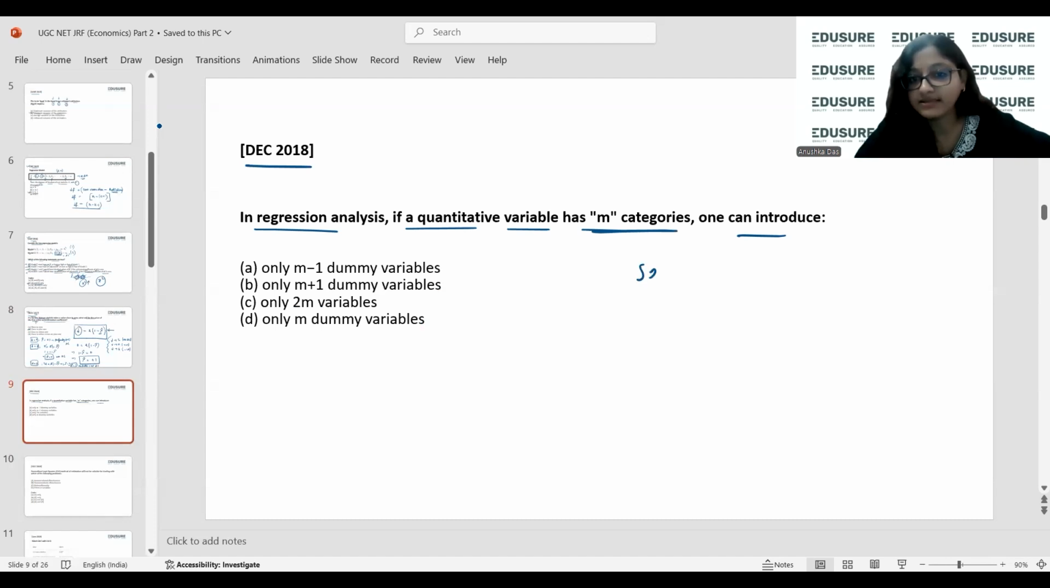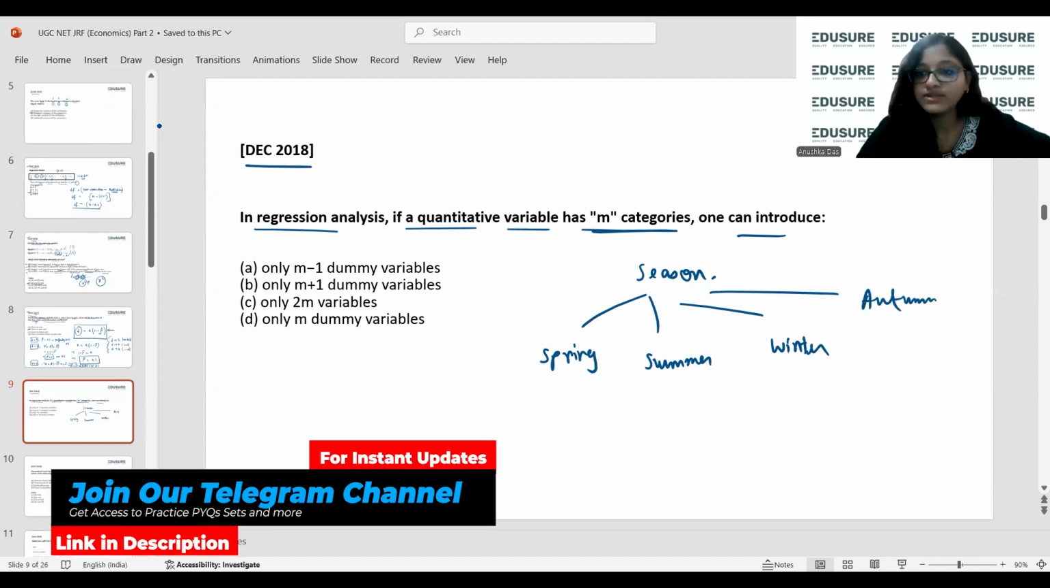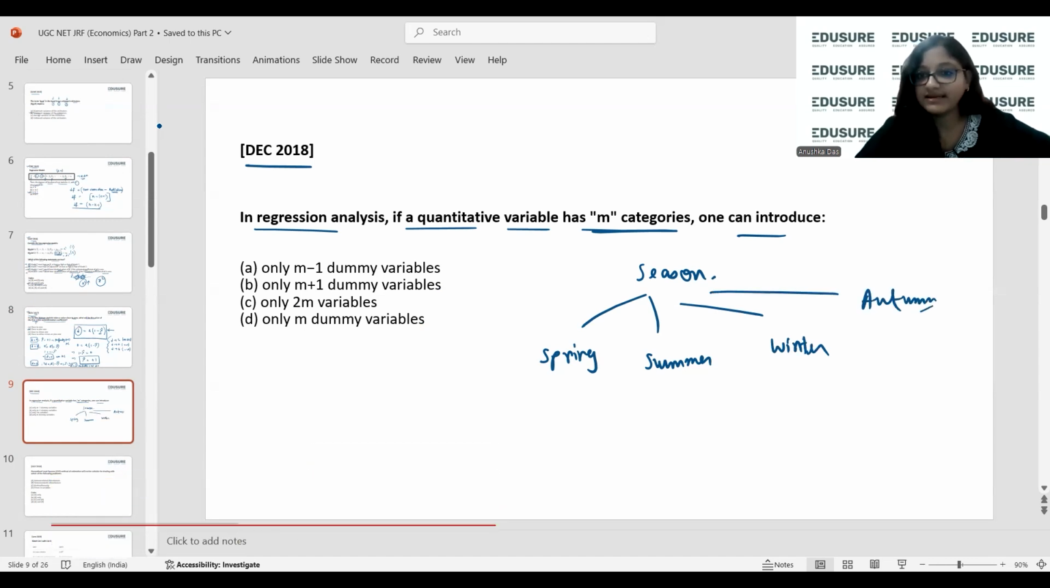For example, the season. What could be the seasons? It could be spring, it could be summer, it could be winter, it could be autumn, right? So suppose these 4 seasons are there. Season is a variable which has m categories.